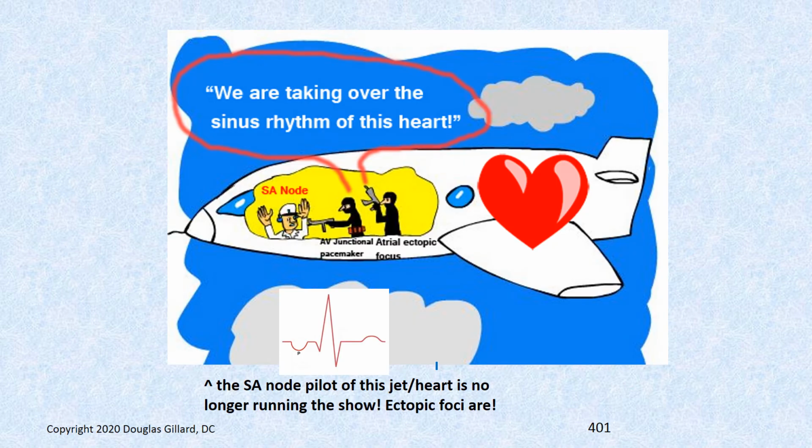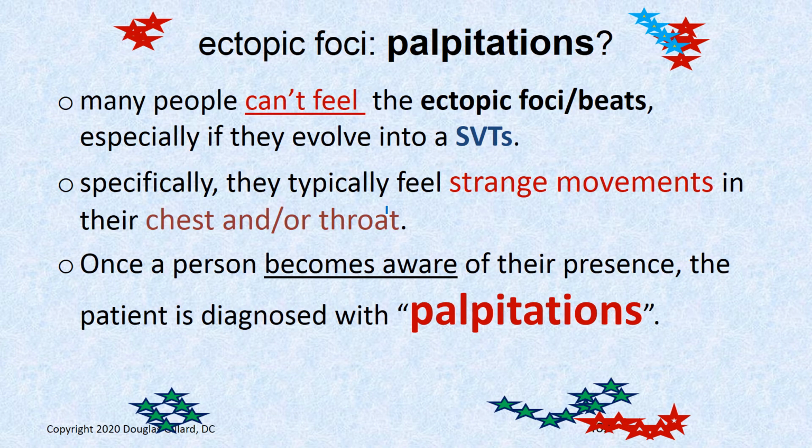Here's my completely politically incorrect cartoon, but here's an example. Here's the SA node. He's the pilot of the ship, of our heart, if our heart is a ship. And normally he runs the show, but here's some terrorists who have taken over the airplane. And this one's an AV junctional pacemaker, so here's a PJC and here's a PAC. And if they run the heart all the time, the SA node is helpless. So they can take over. Okay, so that's kind of the politically incorrect cartoon.